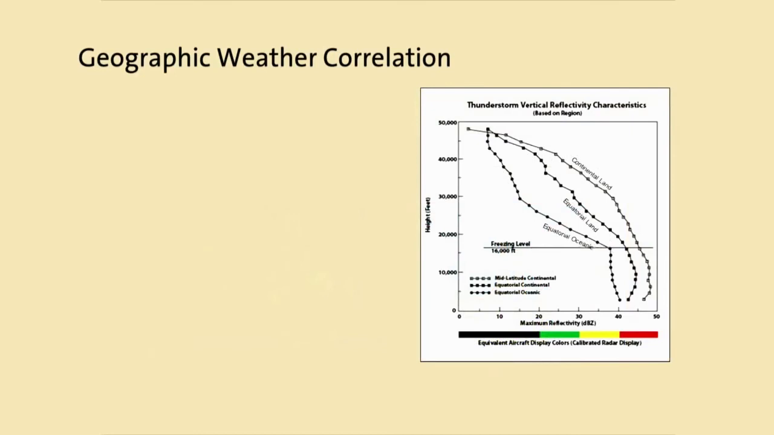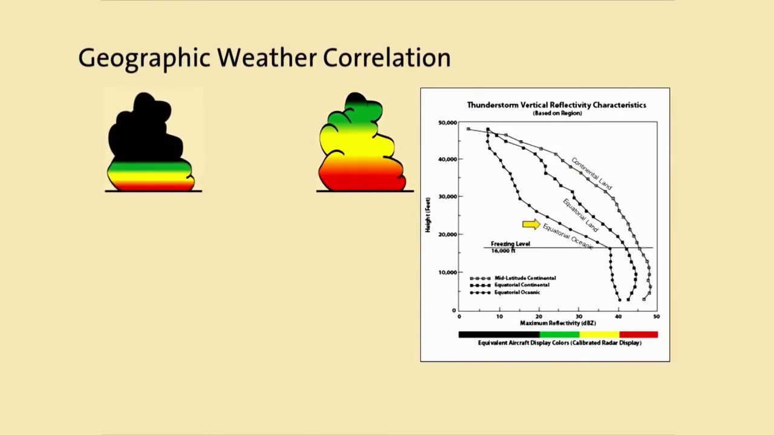This chart is one of many by Dr. Ed Zipser, one of the world's leading climatologists, that depicts the worldwide variation in thunderstorm development. Note that continental land-based cells have strong reflectivity characteristics at cruise altitudes, while oceanic cells have very poor reflectivity characteristics. Equatorial land-based cells fall somewhere in between.